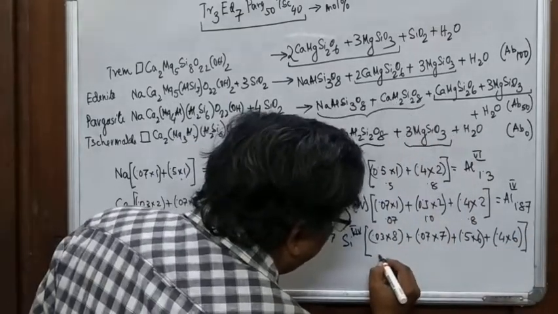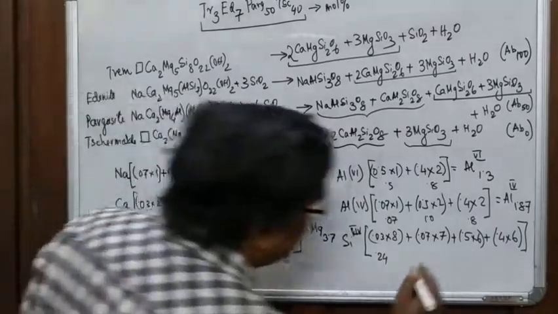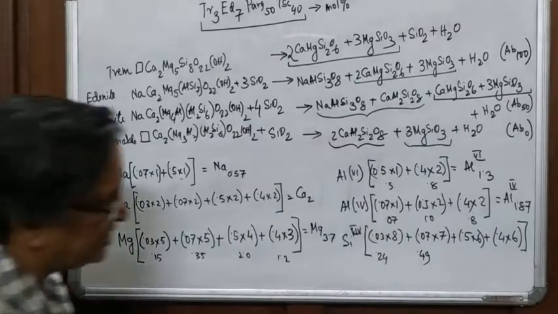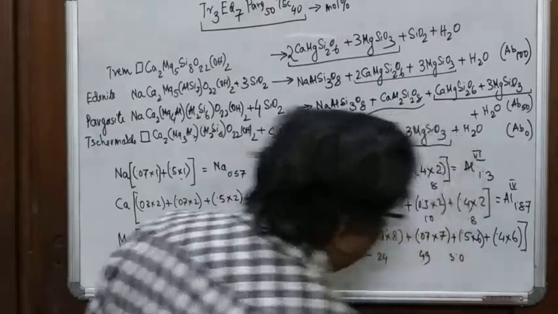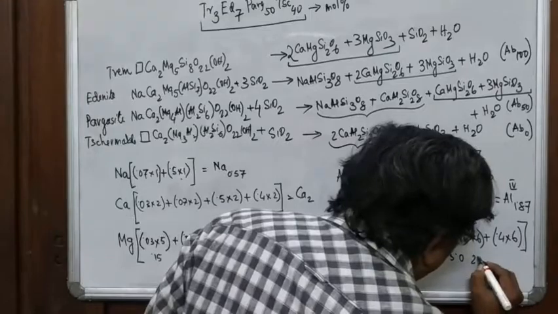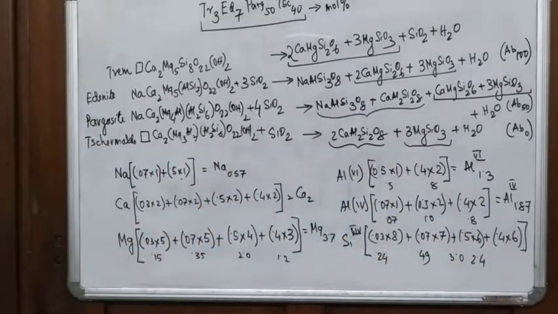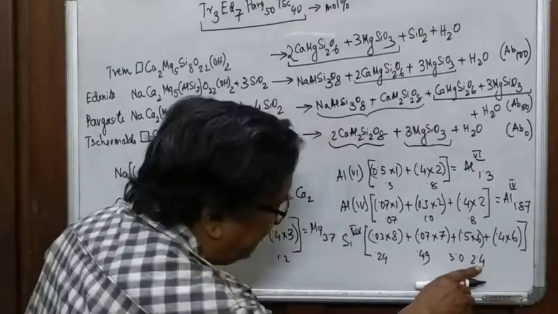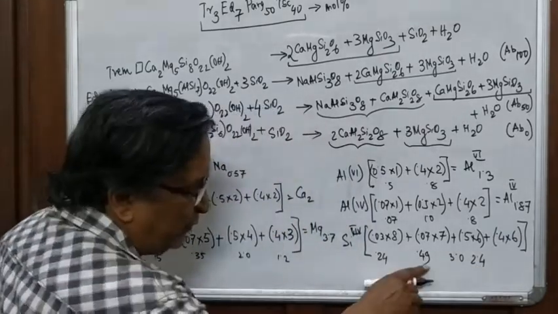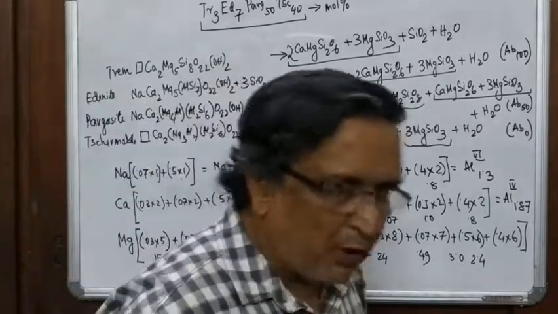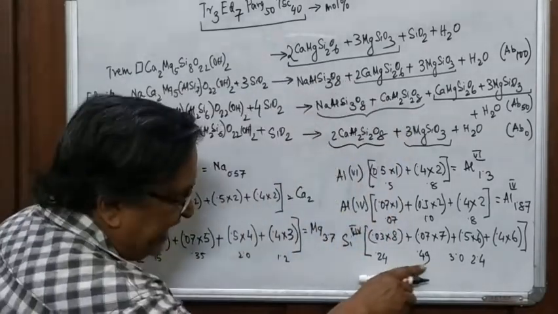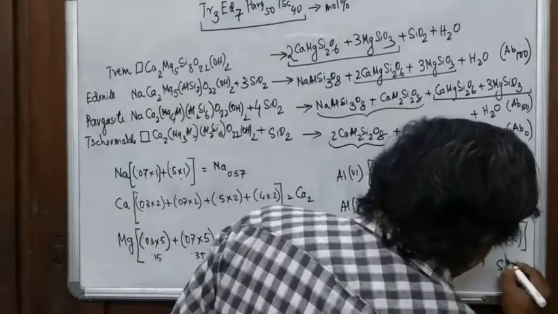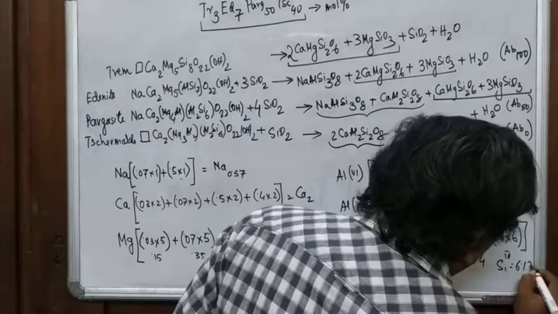So this is 0.24. This is 0.49. This is 3.0 and this is 2.4. So if you do that, 3.0 plus 2.4, 5.4, 5.4 plus 0.49, 5.89, 5.89 plus 0.24 is 6.13. So silicon tetrahedral is 6.13.